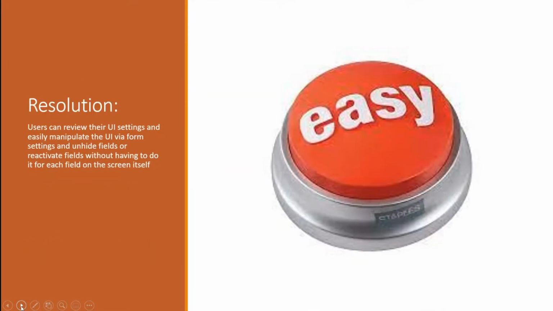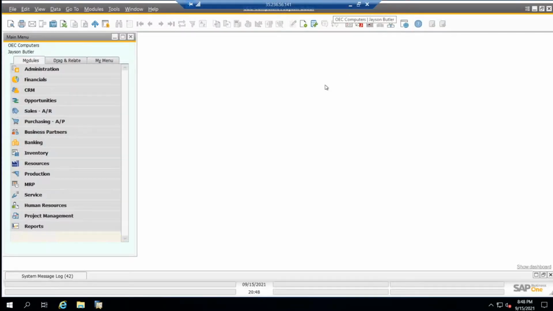With these two solutions, your life gets a whole lot easier because you can easily review your UI settings and make changes to unhide fields and reactivate fields without having to go back into the UI configuration. So this is more of a visual tip. So let's hop over here into SAP Business One.